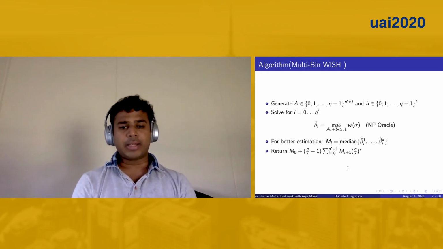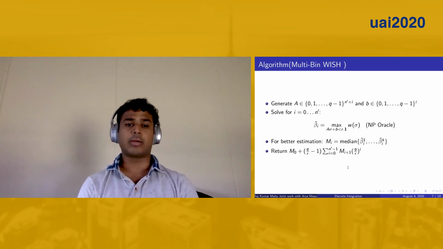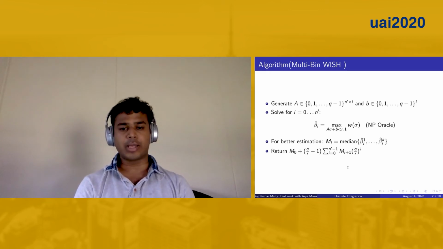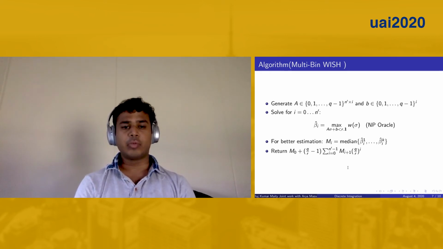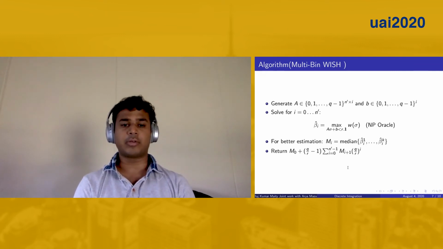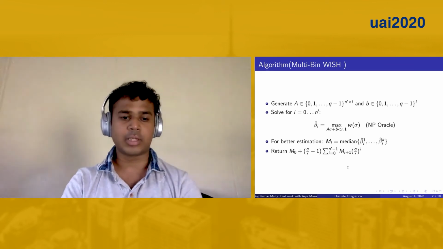Now, for a better estimation, we can run this optimization problem k times and take the median of it, and we get a much better estimation. This technique is also known as a median trick. After we compute all the values m_0 to m_n', we can return an approximation of the sum in the manner given in the fourth point.